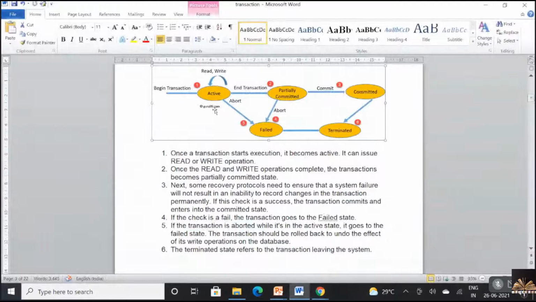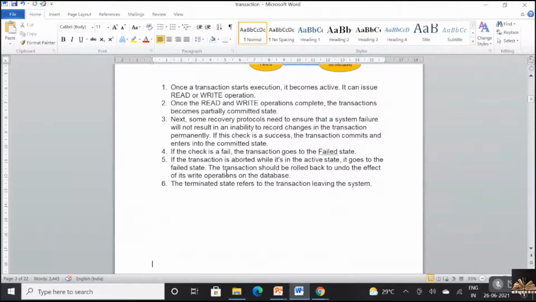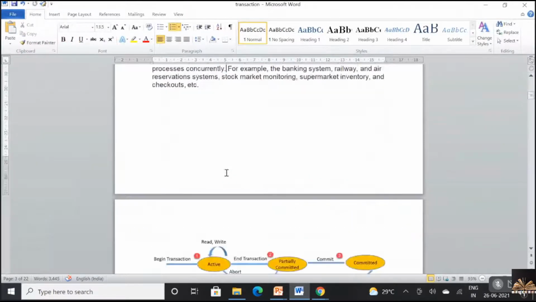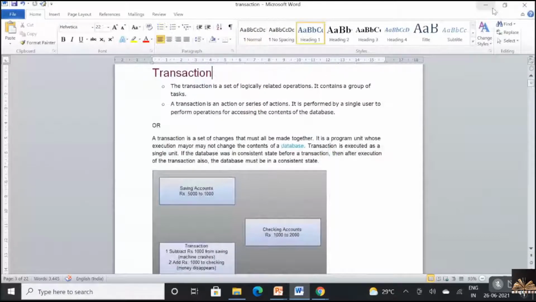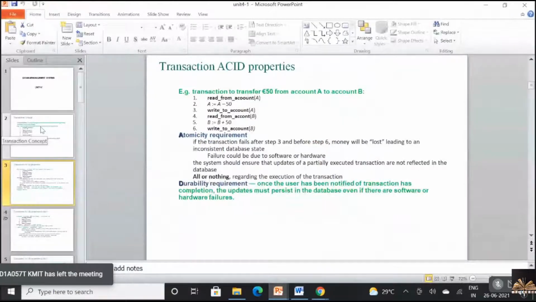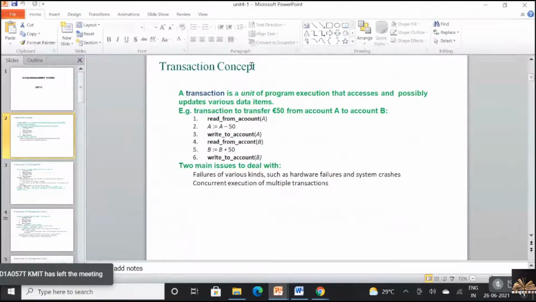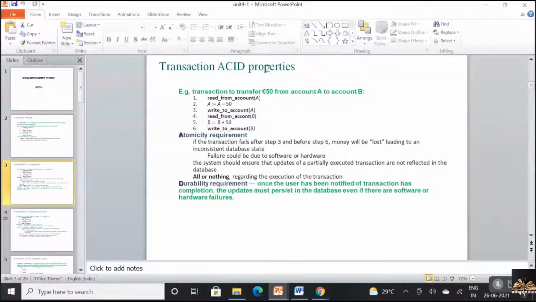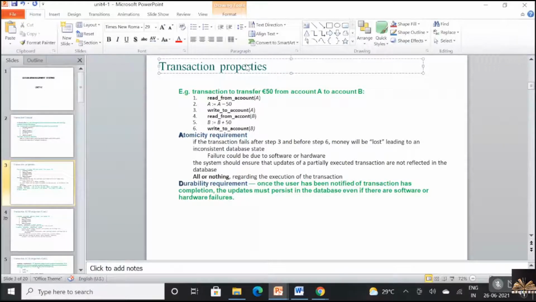Okay, so this was about the states of a transaction. Now we'll be working with one more important concept, that is nothing but your ACID properties. We call them properties of a transaction, or transaction properties, which are termed as ACID properties.